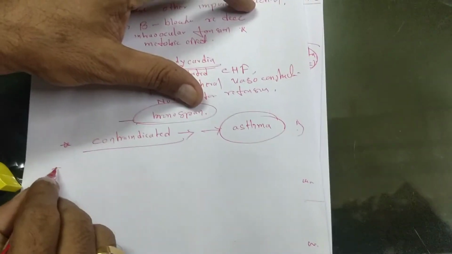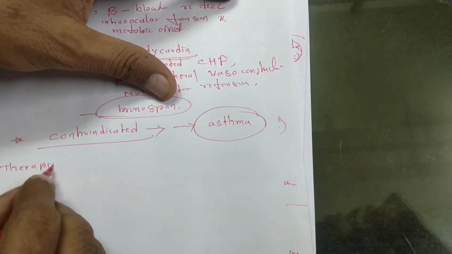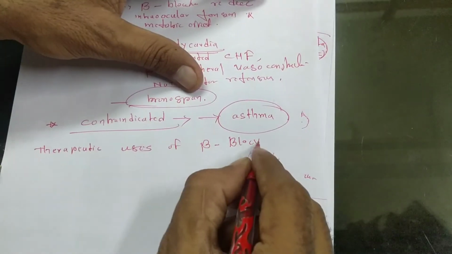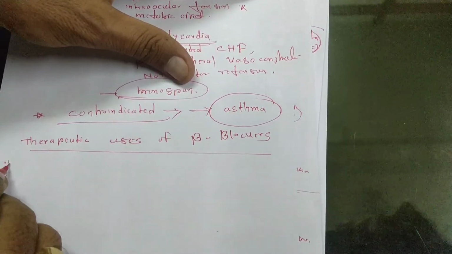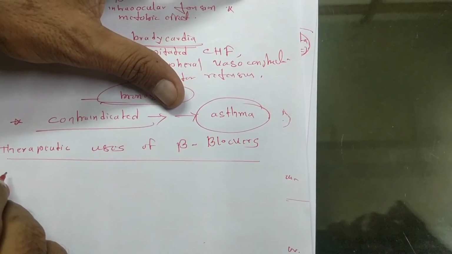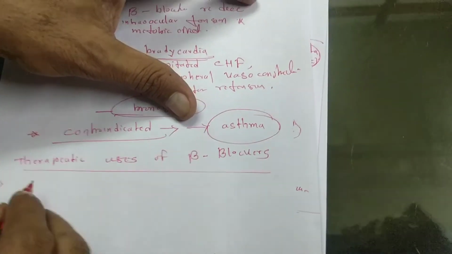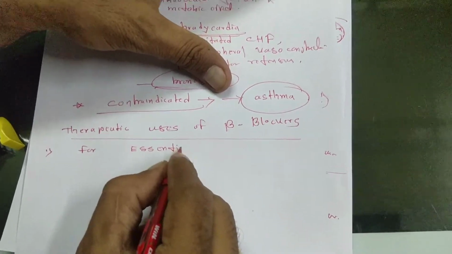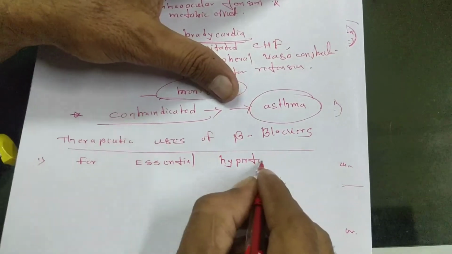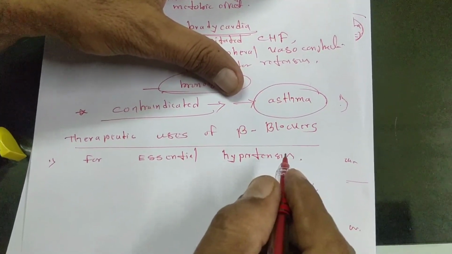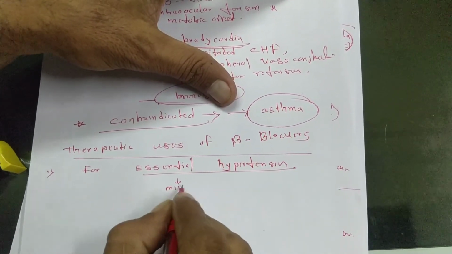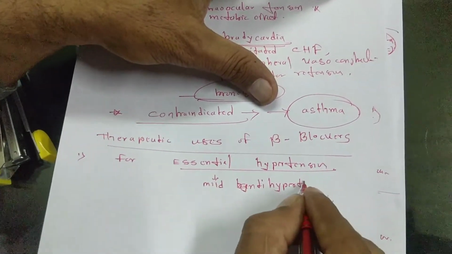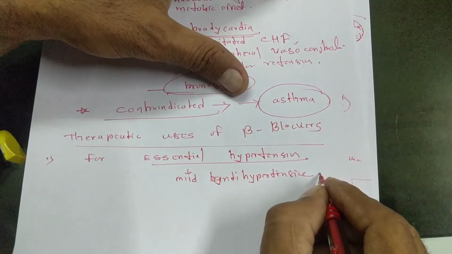Now therapeutic uses of beta blockers. These drugs are used as mild antihypertensive agents, for essential hypertension.